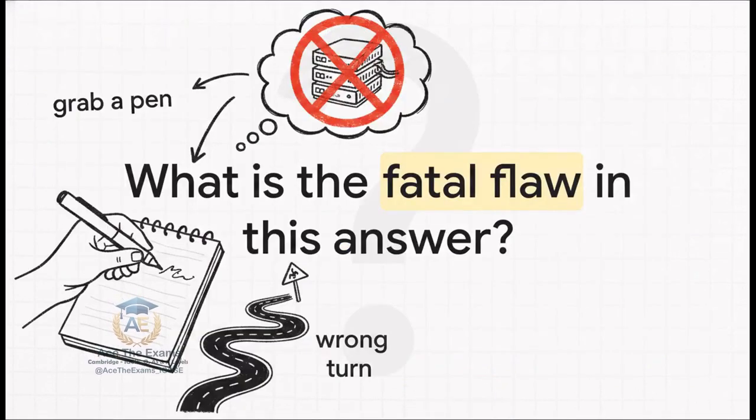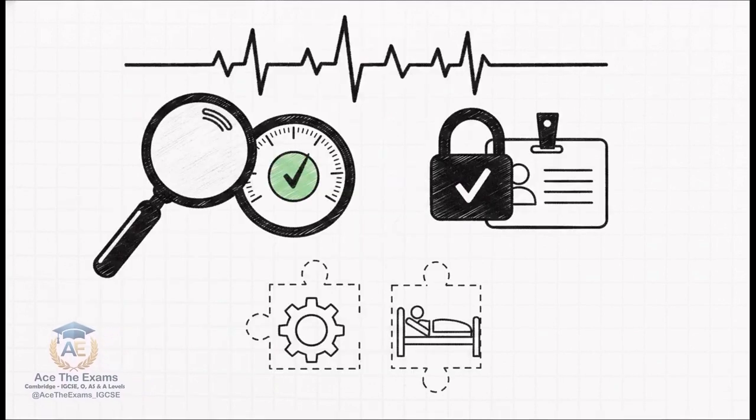So spot the error. I literally want you to pause this explainer right now. Grab a pen and write down your prediction of what the examiner would say. Can you spot the classic wrong turn here? What is the fatal flaw in this student's answer? Okay, let's see if you hit the nail on the head.